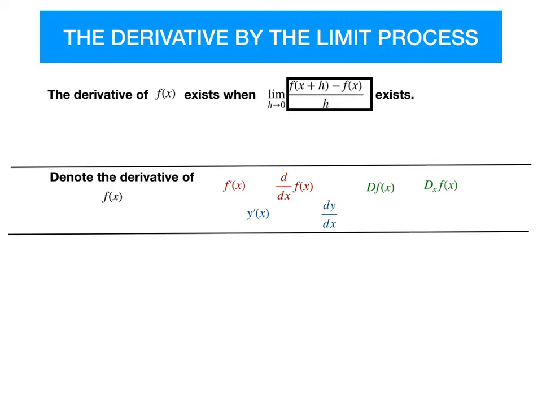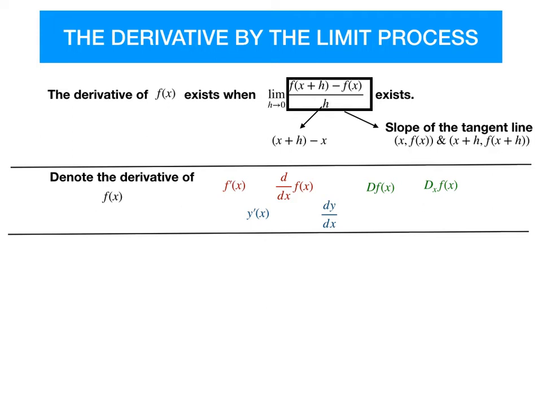And we notice that this function here is the formula for finding the slope of the secant line that goes through the 2 points x, f of x and x plus h, f of x plus h. And h is actually the horizontal distance between these 2 points.